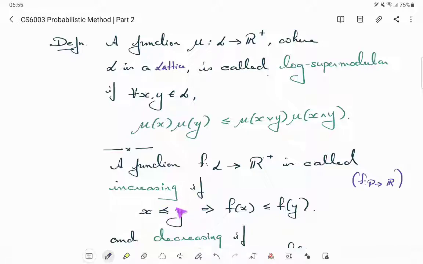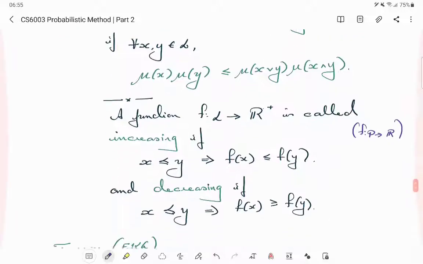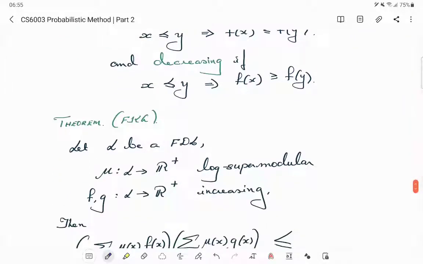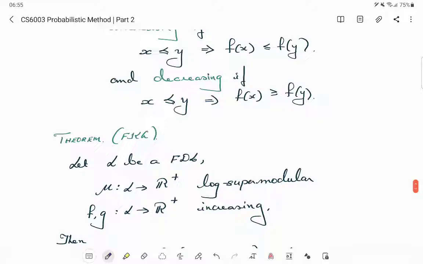Increasing and decreasing are very natural. Log supermodular, if you are seeing it for the first time, please pay attention to this condition. Now, the FKG inequality states the following. Let L be any finite distributive lattice. It's important that it is finite and distributive.